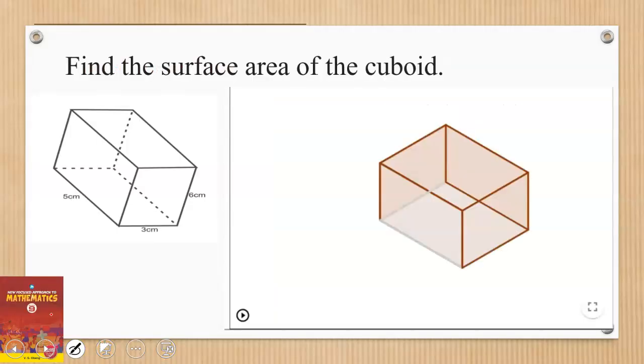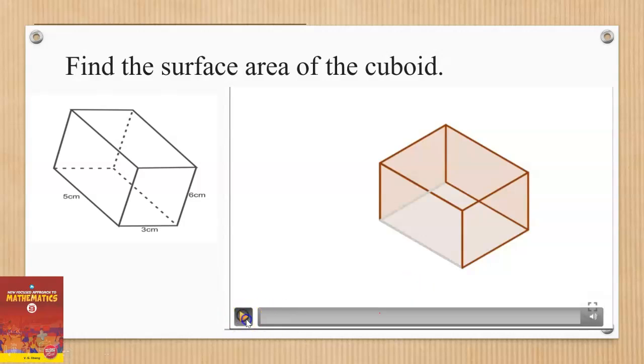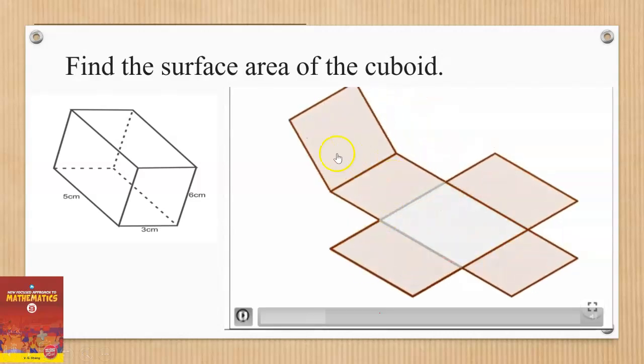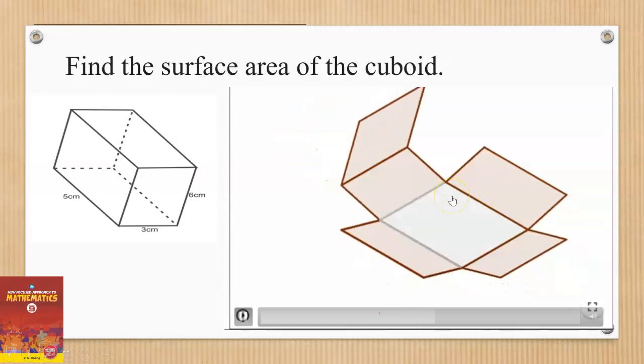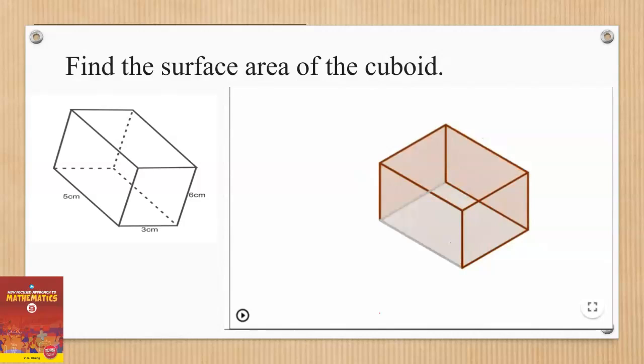For example, here we have: find the surface area of the cuboid. The cuboid has dimensions 5 centimeters by 6 centimeters by 3 centimeters. Now the surface area encompasses all the surfaces that you can actually see. If you look at the figure here, if you open this particular cuboid, you can see the surface area being split into the net, or the areas that you see here. That is what comes together to make the solid cuboid.